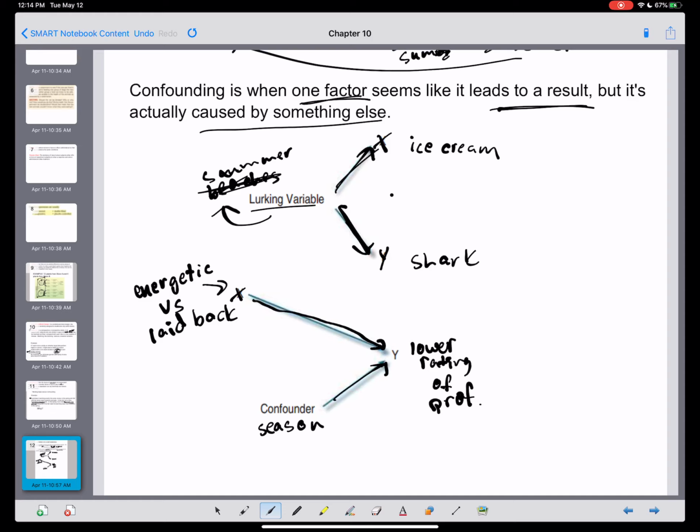And I can have those moods switch. In the fall he can be more energetic, and in the spring he can be more laid back. The season doesn't matter. We think it matters, but it's not the thing that matters. The thing that matters is that he was energetic versus laid back. That's why he got a lower teaching rating.